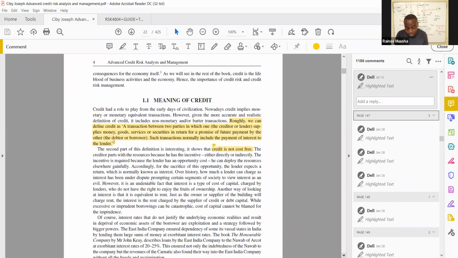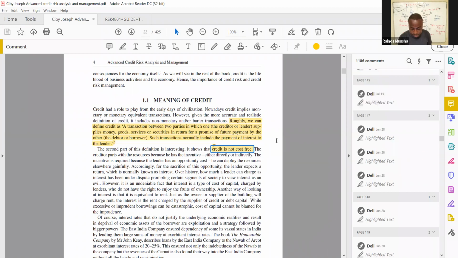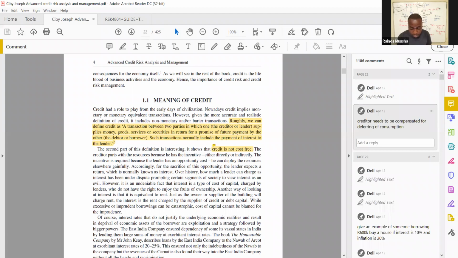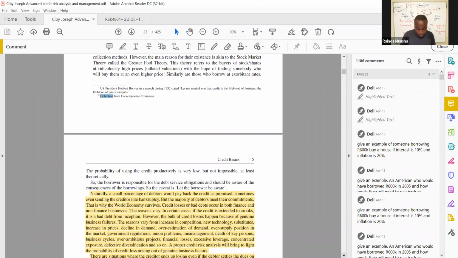So the compensation for foregoing consumption of this resource is what? The compensation that has to be paid by the borrower to the lender for deferring the consumption of this resource is basically what we refer to as what? As interest. Which means, in essence, credit is not free. There is going to be a price to the borrower for getting that credit as well.